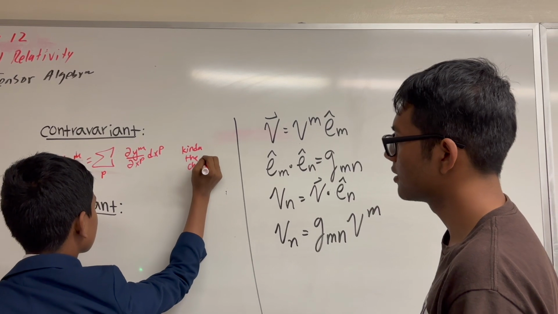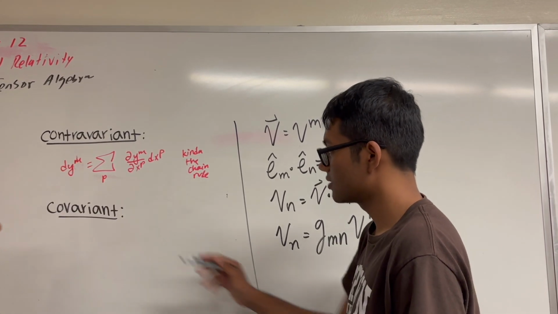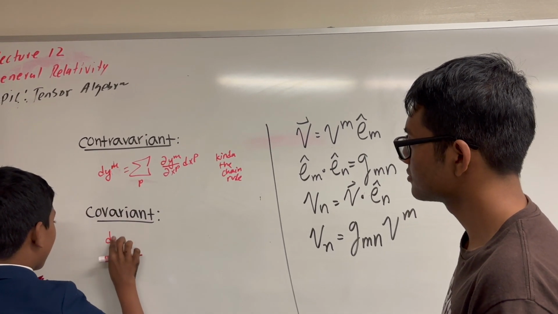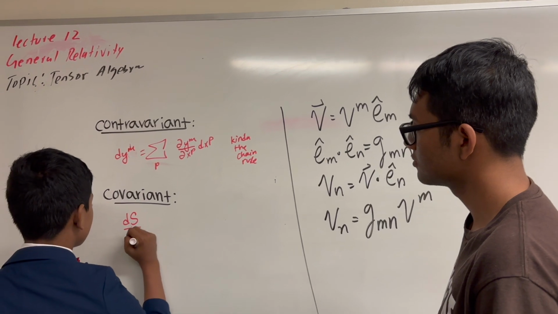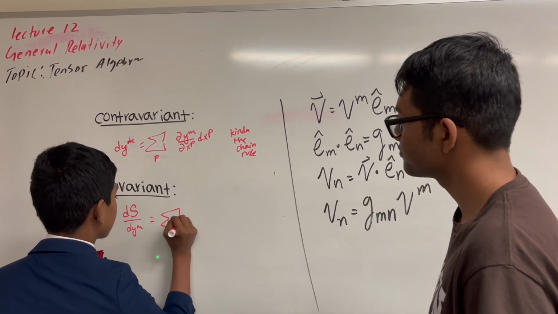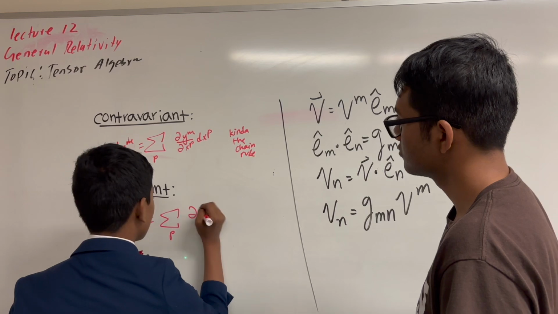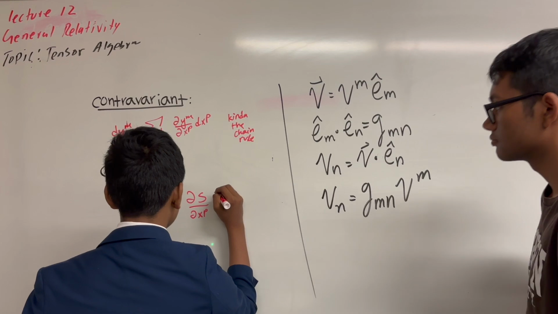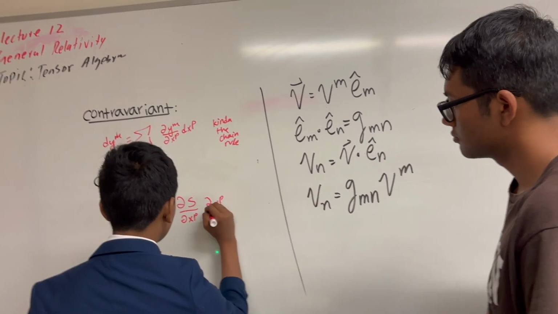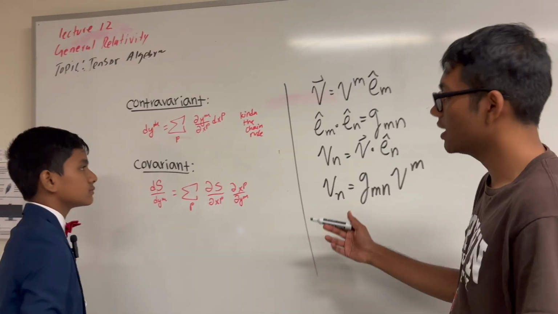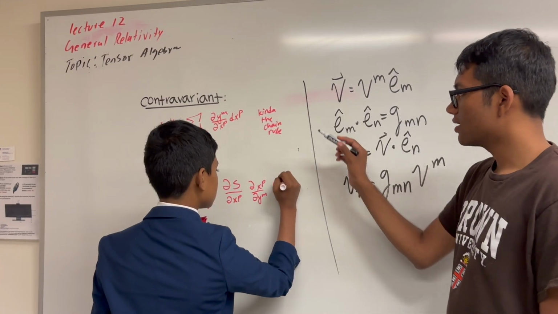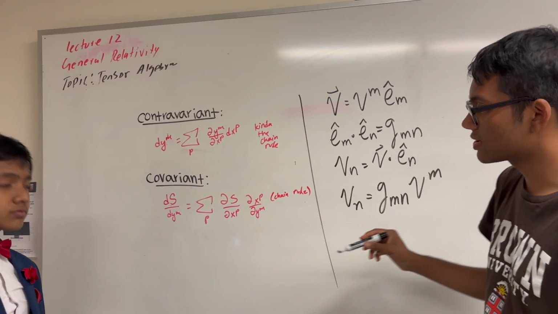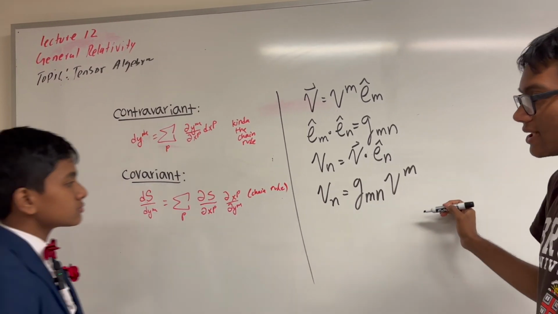Do you want to write down the covariant tensor? Sure. So we have ds, dy^m is equal to the sum over some dummy variable p of partial s partial x^p partial y^m. Okay, so those are the tensor transformation rules we've been talking about in the last few lectures, the rules that we derived in the last lecture.